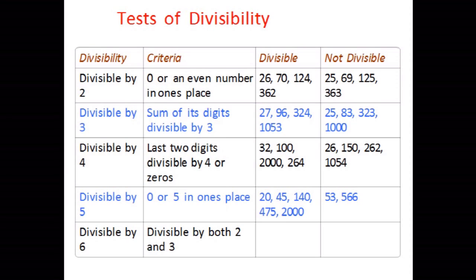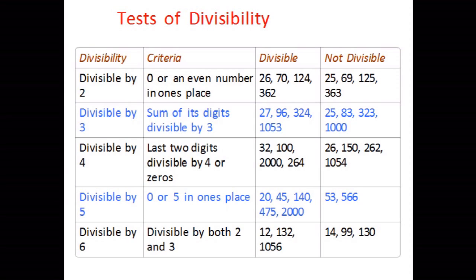Now divisibility by 6. If the number is divisible by both 2 and 3, then it is divisible by 6. Let's look at some examples. 132. 132 is an even number, 2 in the ones place, so it is divisible by 2. Let's take the sum of the digits. 1 plus 3 equals 4, plus 2 is 6. 6 is divisible by 3, so 132 is divisible by 3 as well. So it is divisible by 2 as well as 3, that means it is divisible by 6.